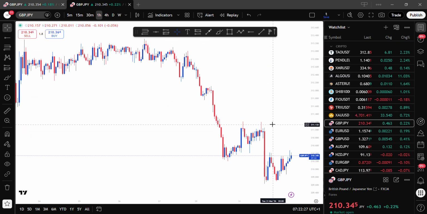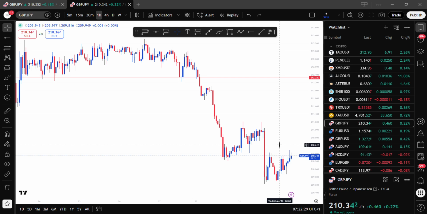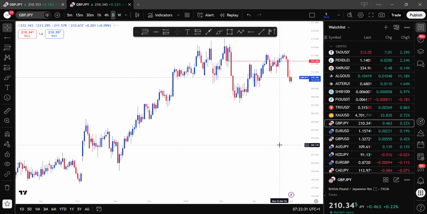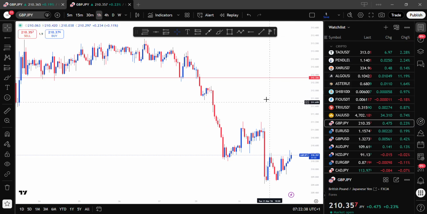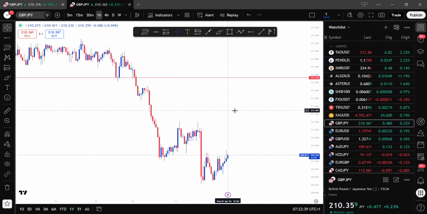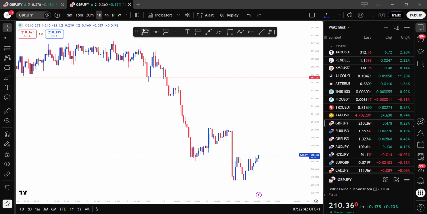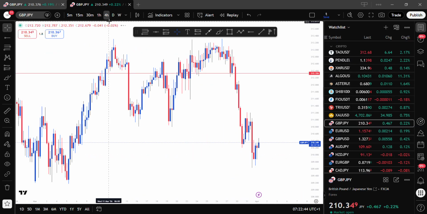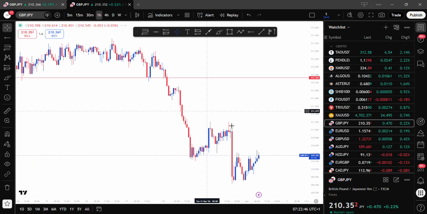On GBP JPY, as you can see, let's check the daily time frame. Daily time frame, market already bought to this point and a sell is already happening. So there was no entry on 1 hour, that's yesterday. So I just say we should let it slide since there was no break of structure on 1 hour.